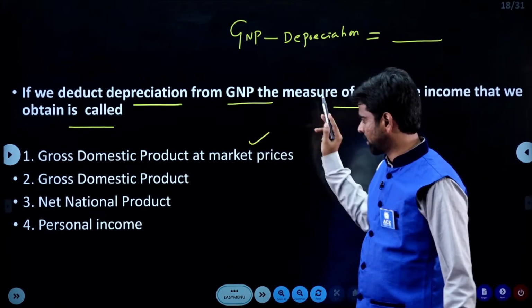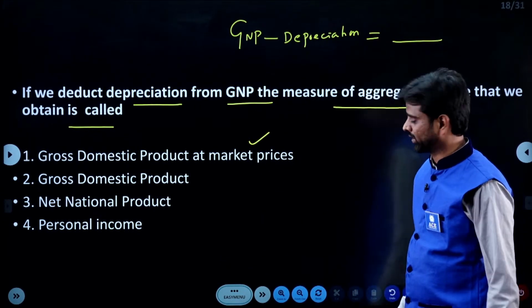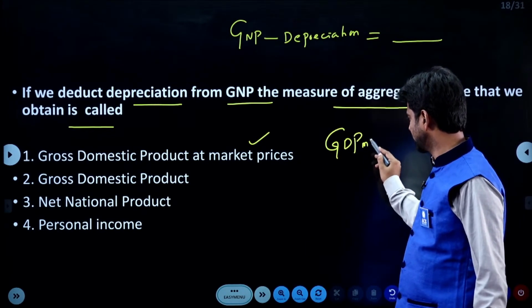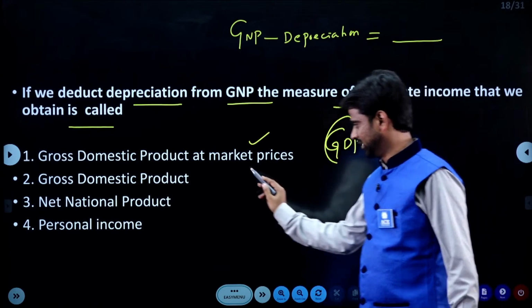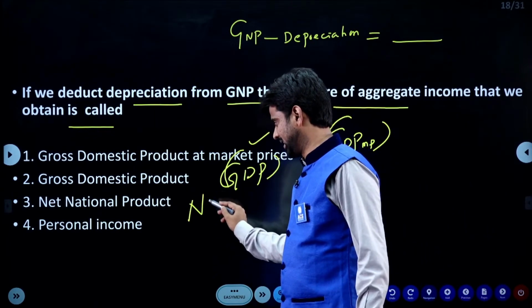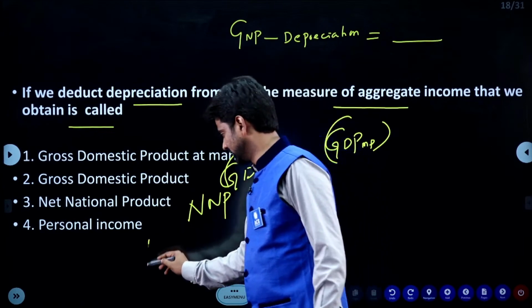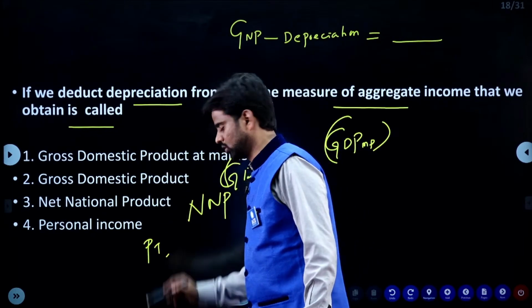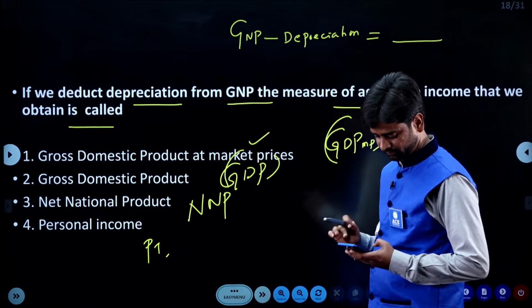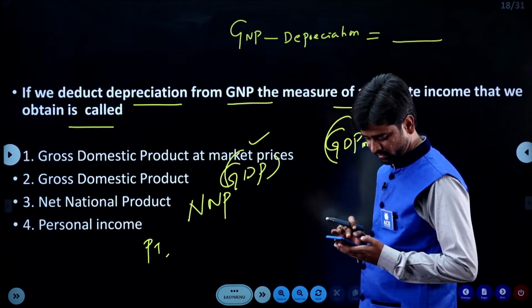So GNP minus depreciation, what do we get? Is it the gross domestic product at market price, that is the GDP at market price, or is it the NNP, or is it the personal income? So what is the right answer? Please try to answer it, guys.